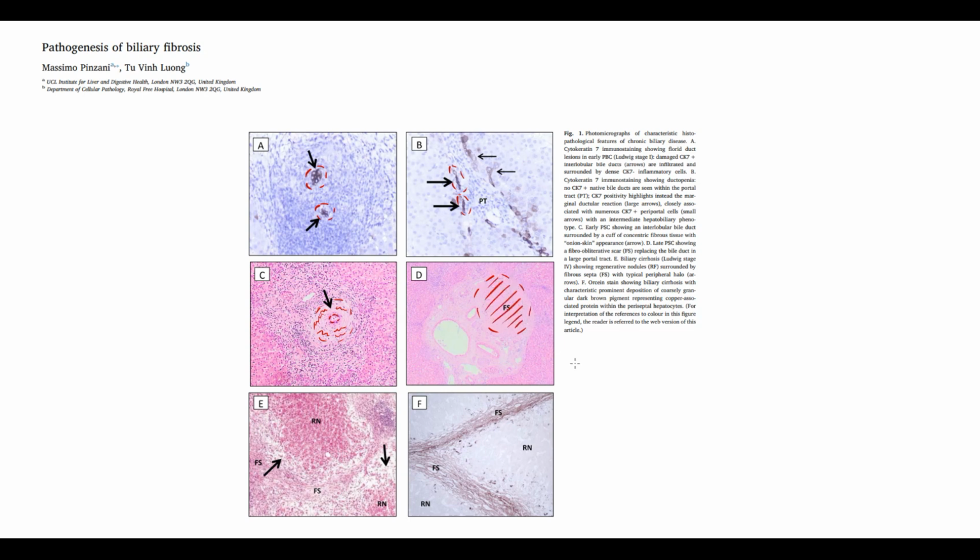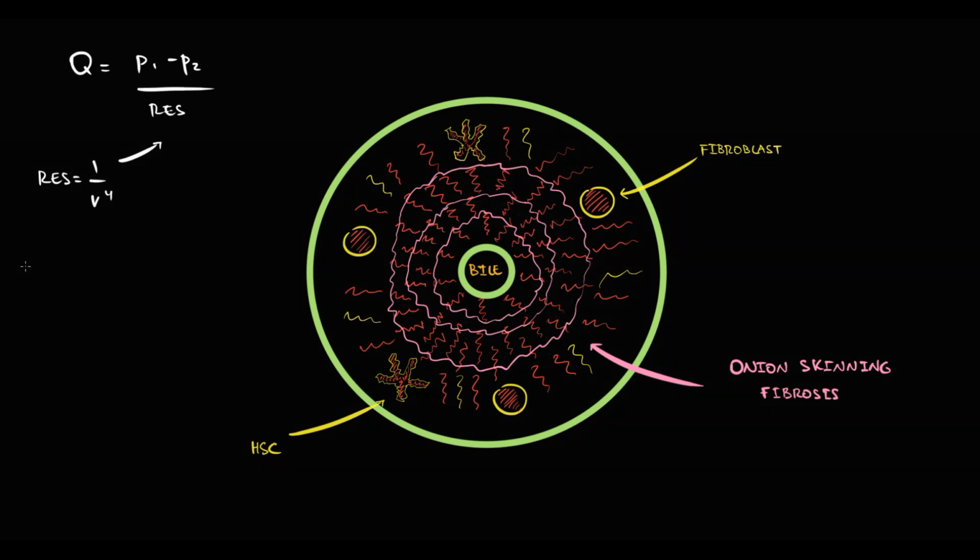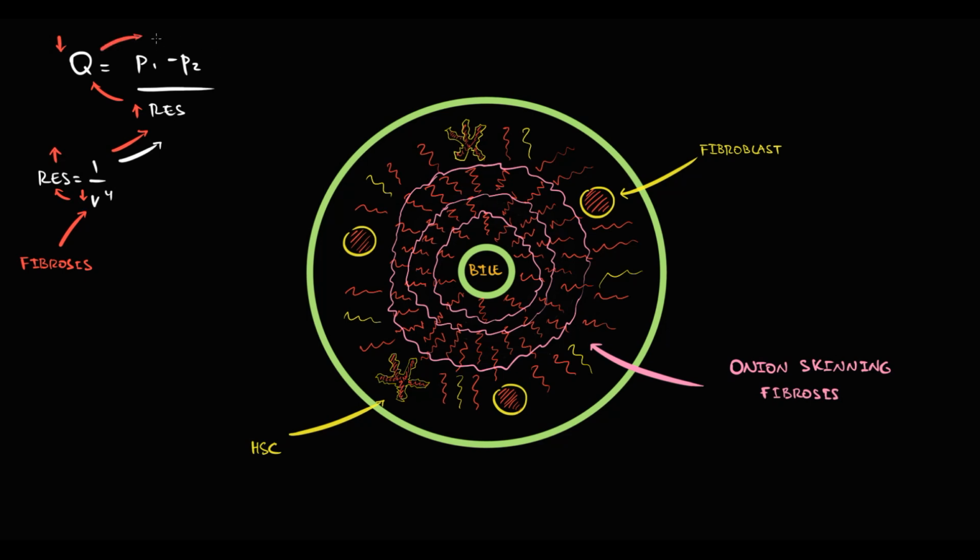Basically, bile duct becomes replaced by connective tissue, and obviously such bile duct cannot provide bile outflow. To explain why cholestasis develops, we have to recall physics. Recall that bile flow is equal to pressure difference divided by resistance, and resistance is inversely proportional to the fourth power of radius. So what happens is that with fibrosis, radius decreases, this causes an increase in resistance, with increase in resistance, bile flow decreases, and with decrease in bile flow, cholestasis develops.